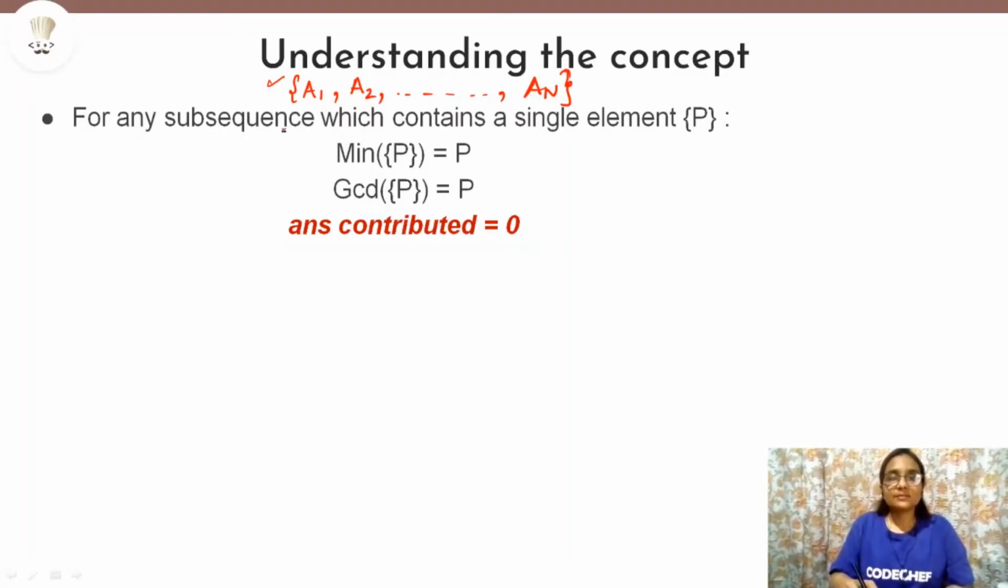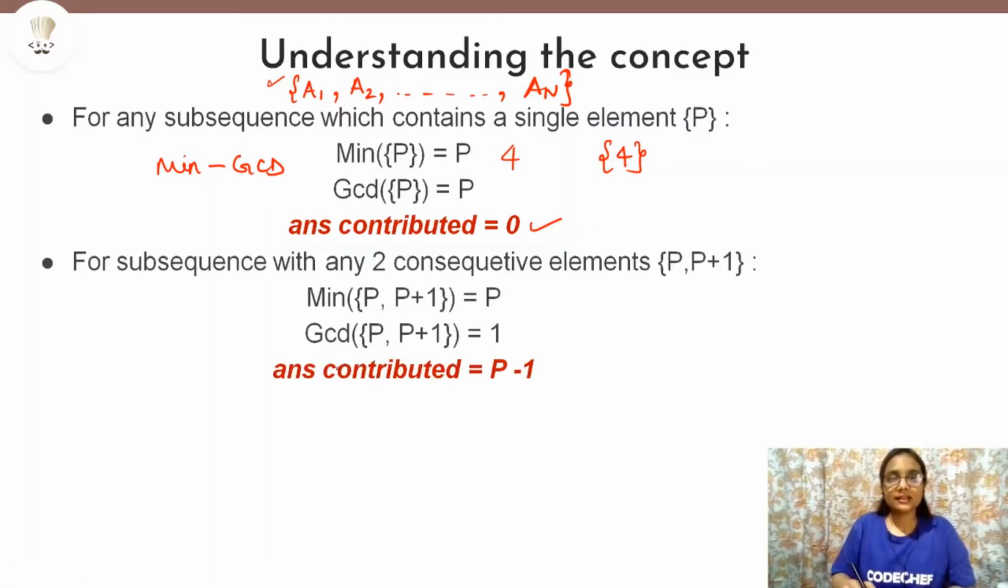So if your subsequence contains just a single element, suppose that your subsequence is just 4. What will be the minimum of this subsequence? The minimum of the subsequence will definitely be 4. That means the element itself, and the GCD will also be the element itself only. So the answer that it will contribute to our summation will be 0, because we are supposed to do minimum minus GCD, right? Both minimum and GCD are same. So that is why the answer contributed to the summation will be 0.